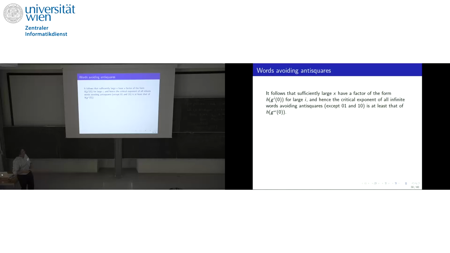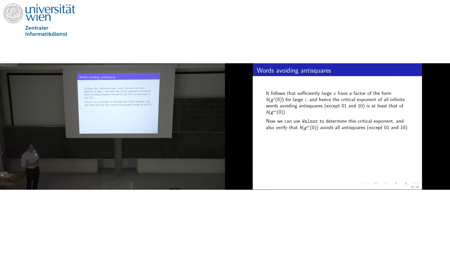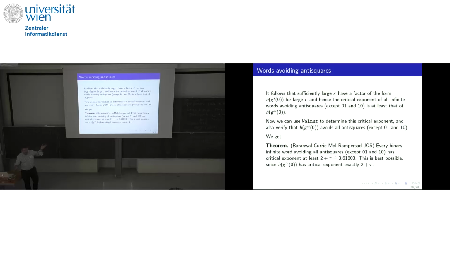And so this y2 has a factorization in terms of g. And so putting this all together, it says that a sufficiently large finite word has a factor that looks like h of g to the i of 0 for some sufficiently large i. And hence, the critical exponent of all these words is just going to be the critical exponent of this word h of g omega of 0. And so now we can verify, using Walnut again, that the critical exponent is what we said, namely 2 plus the golden ratio. And we can also, with a first order property, say that this word has no antisquares except 0 1 and 1 0.